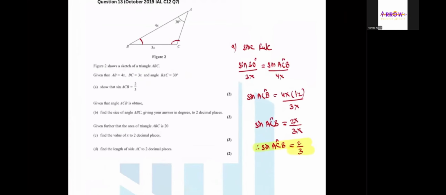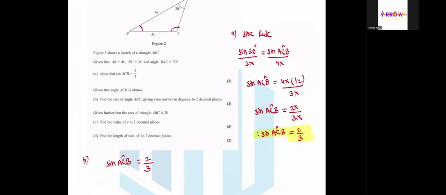All right. So here I'm going to do the working for part B. From part A we have shown sine ACB is equal to 2 over 3. But since angle ACB is obtuse, first of all I'm going to find the inverse of this. I'm going to say that angle ACB is equal to sine inverse 2 over 3. When you put this in your calculator, sine inverse 2 over 3 will give you an acute angle, and then we are going to subtract it from 180 degrees in order to get the obtuse angle.